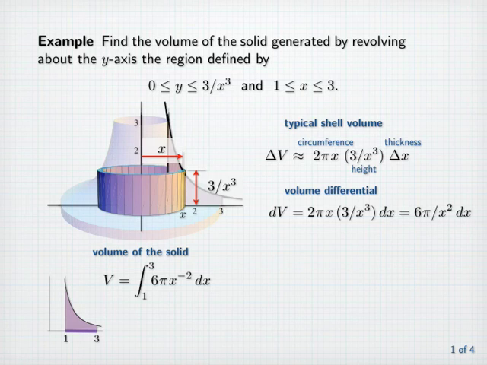Next we anti-differentiate, obtaining minus 6 pi times x to the minus 1 power, evaluated between 1 and 3, which equals minus 6 pi times 1/3 minus 1, so we have minus 6 pi times negative 2/3, which equals 4 pi.